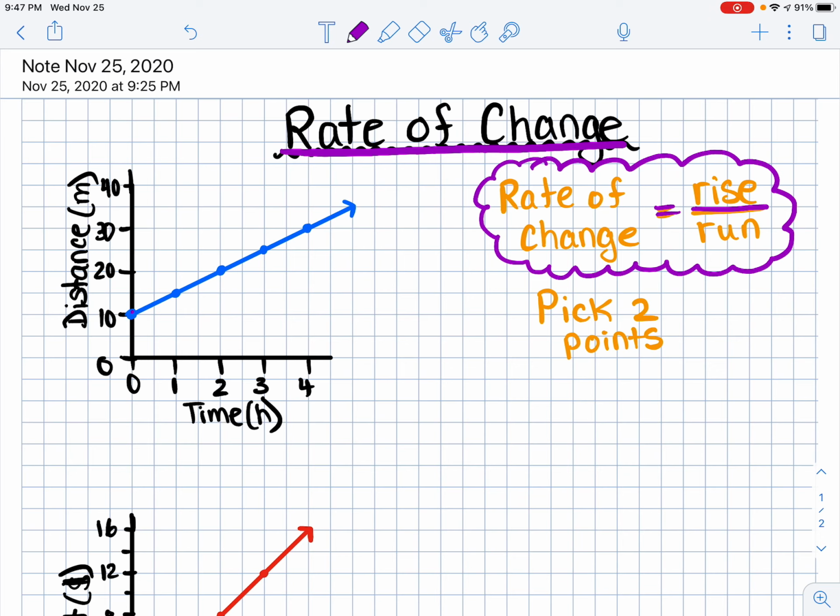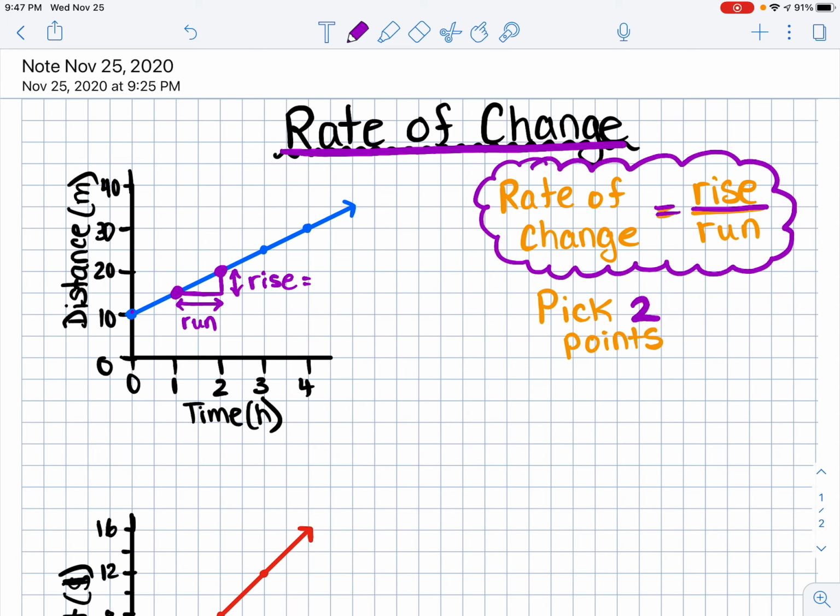In order to calculate it, you need to pick 2 points. They can be any 2 points. So let's pick this point and this point. Then you make a triangle. And this part right here is your rise, and this part right here is called the run.